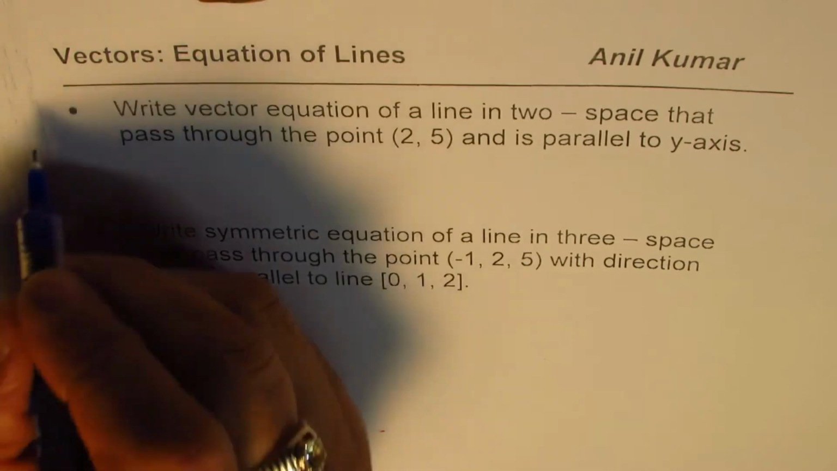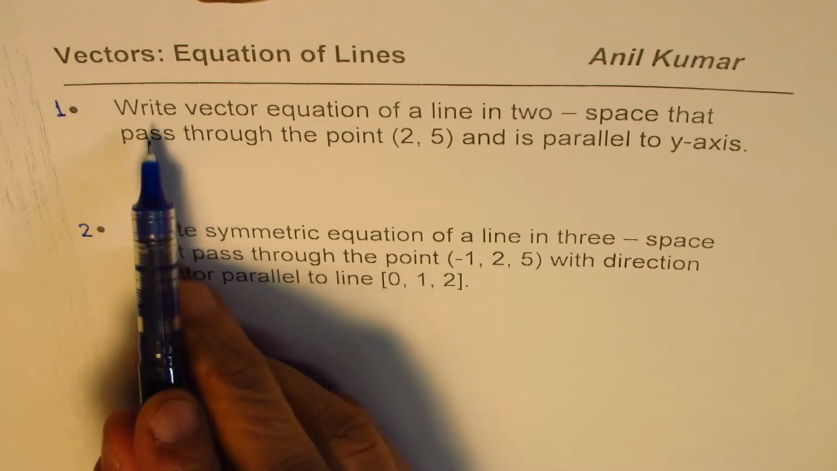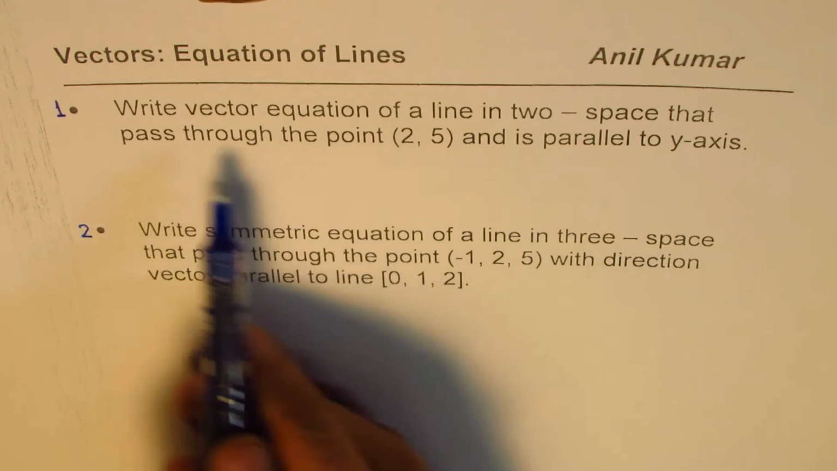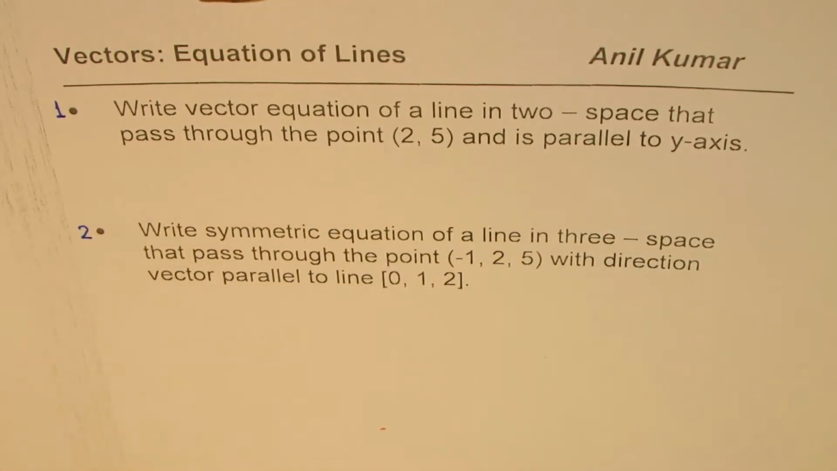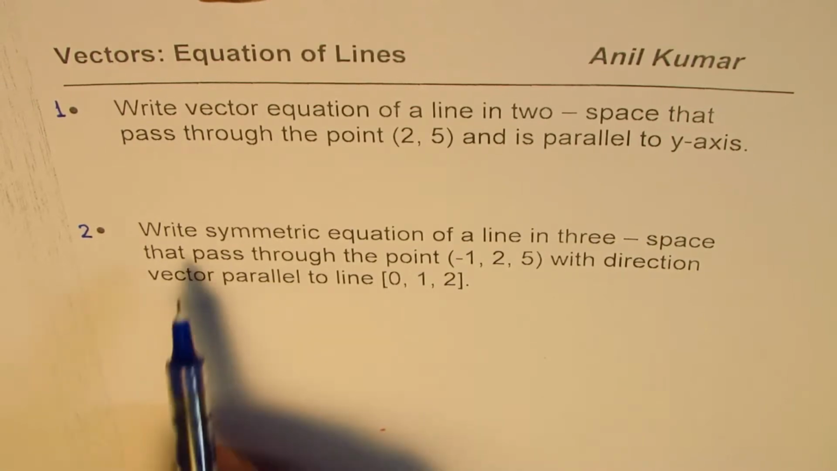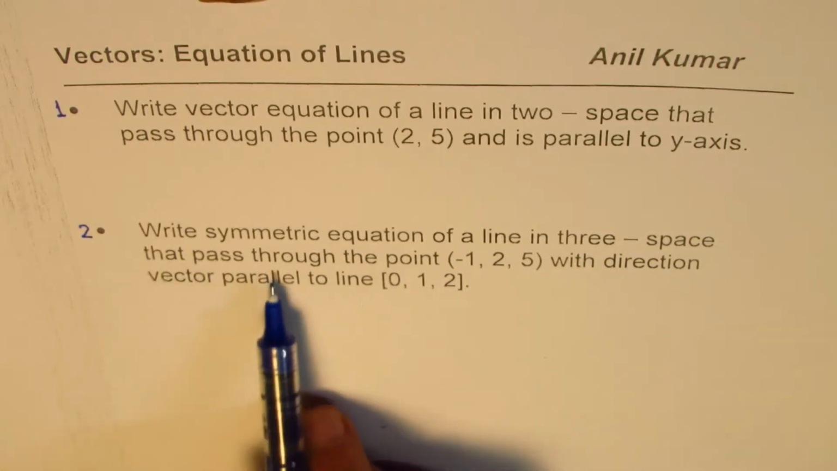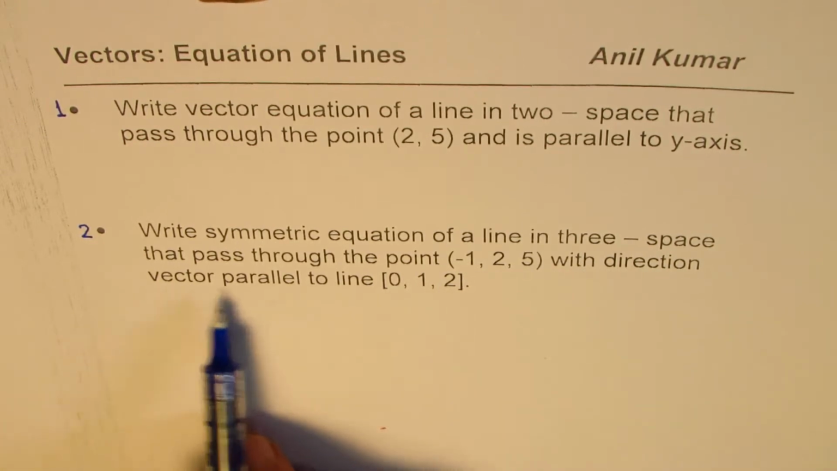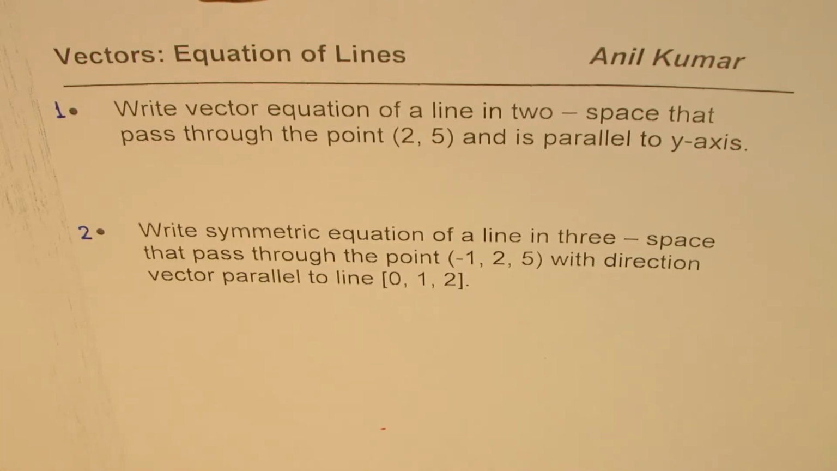So we have two questions here. We call them question 1 and 2. Question 1 is: write the vector equation of a line in 2-space, or R2, that passes through the point (2, 5) and is parallel to the y-axis. The second question is: write the symmetric equation of a line in 3-space that passes through the point (-1, 2, 5) with direction vector parallel to the line (0, 1, 2). You can pause the video, answer the question, and then look into my suggestion.